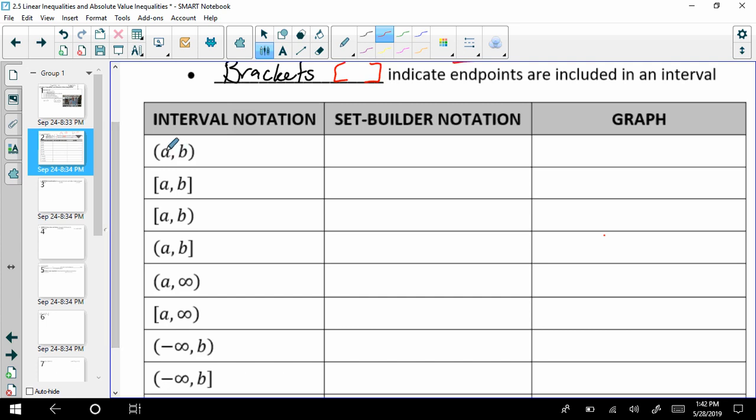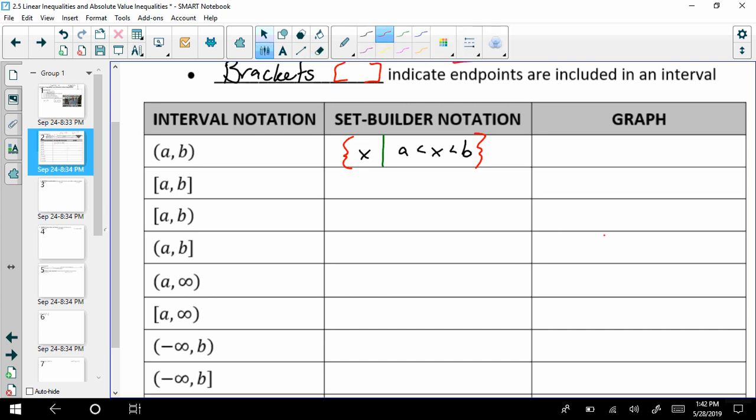So if I gave you the interval a to b, notice parentheses, so a and b are not included. Another way it can be written is called set builder notation. And I'm going to write it up here and then we'll talk about what it means. A lot of the times this notation will freak people out.